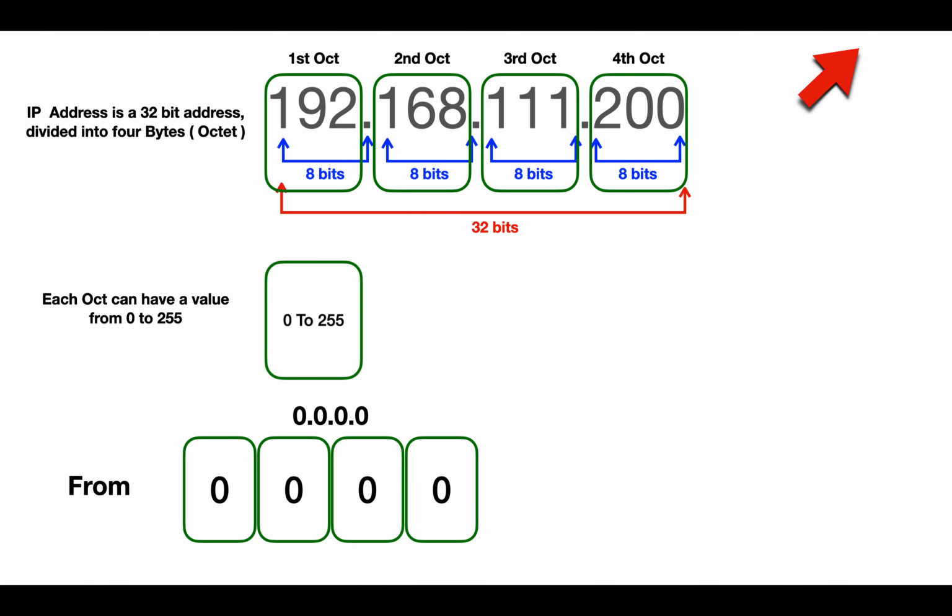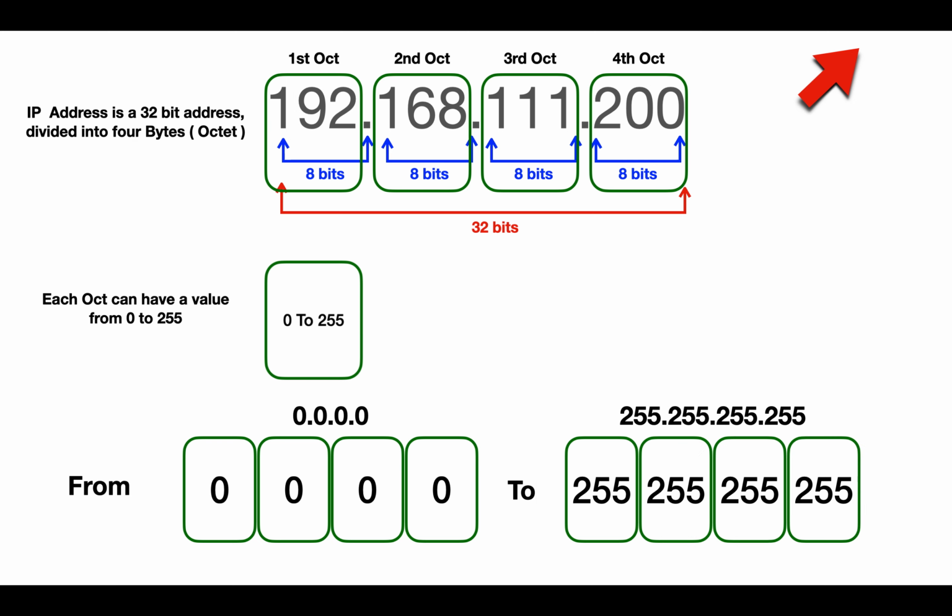So if the value is 0 for each and every octet, the IP address will be 0.0.0.0. And if the value is all the way to 255 for each and every octet, the IP address will be 255.255.255.255.